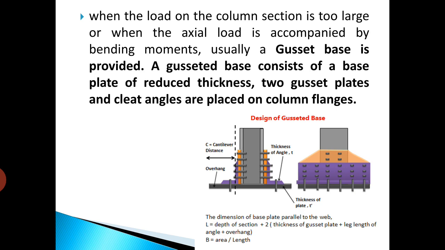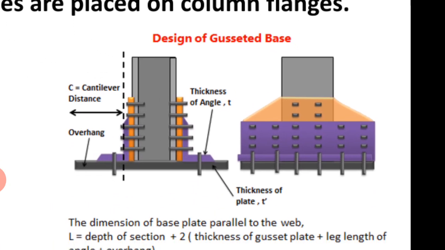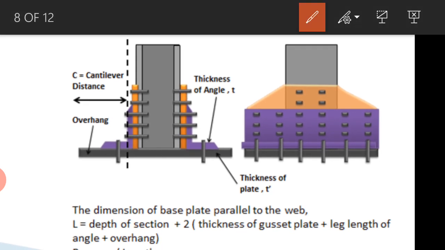A gusseted base consists of a base plate of reduced thickness, two gusset plates and cleat angles placed on the column flanges. So I will explain here. You can see here, this is the column, and over that column two gusset plates are connected. Then again for that there is a cleat angle here. You can see this purple color angle, cleat angle, on both sides of the flange. This is a cross sectional view, and you can see here this is the 3D view.